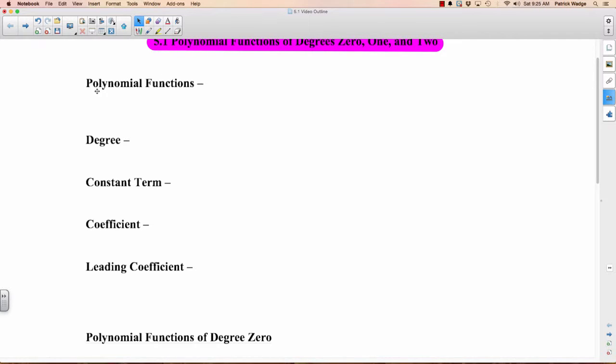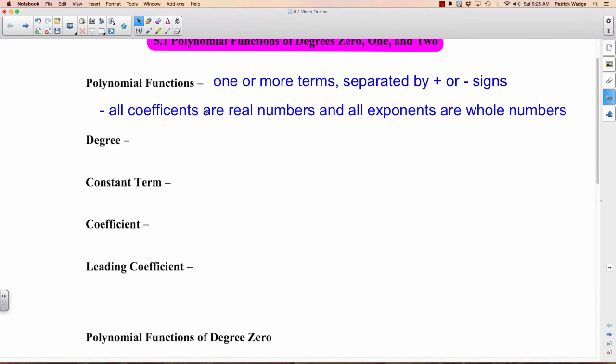The first thing we need to know is, what is a polynomial function? A polynomial function is one or more terms that are separated by plus or minus signs. All the coefficients are real numbers and all the exponents are whole numbers. Coefficients, I guess we could define it right now, are numbers that multiply a variable. And all exponents are whole numbers.